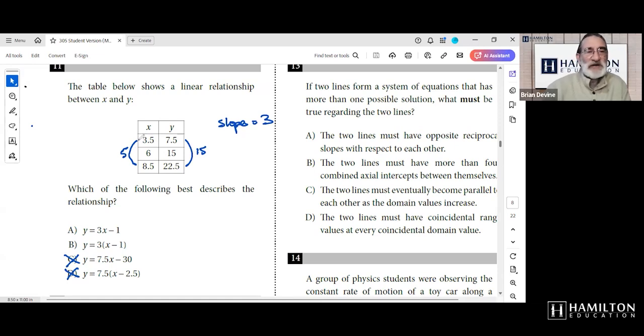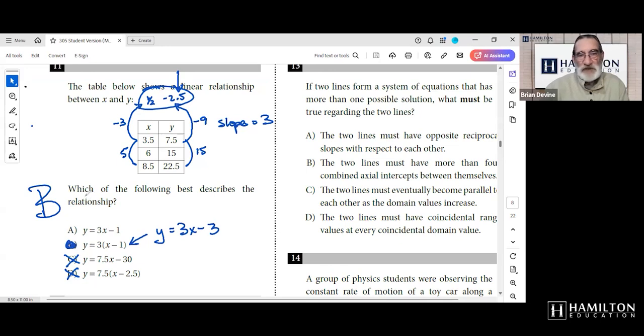And then I note this. Well, if I were to go back 3, then I would go back 9 from 3.5, 7.5. And this would put me at 1/2. And this would put me then at -2.5. So the y-intercept has got to be close to -3. And if I look down here at B, I could rewrite this as y equals 3x minus 3. So B is my best friend right now. And B is the answer.